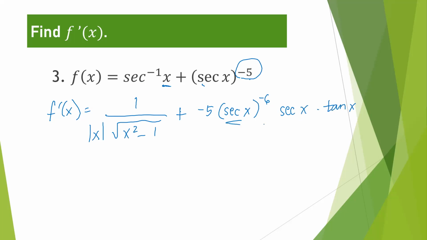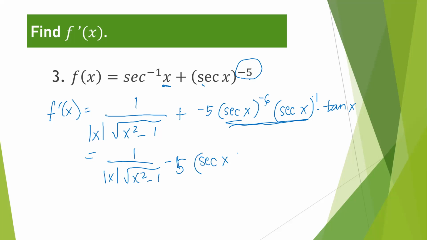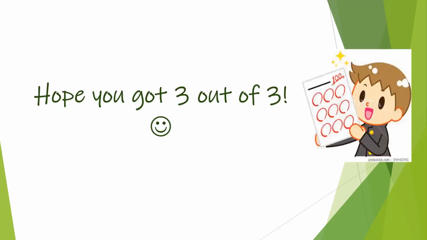We can actually combine these two secants, no? So, magiging negative 6, tapos ito understood exponent is 1. Ayan. So, magiging secant x to the negative 5 lang. Okay? So, we have 1 over absolute value of x, square root of x squared minus 1, plus minus 5. We can write it as minus 5. Tapos, secant x raised to negative 5 times tangent x. Okay, so that's it for number 3, or the last question. So I hope you got 3 out of 3 in this set of exercises.